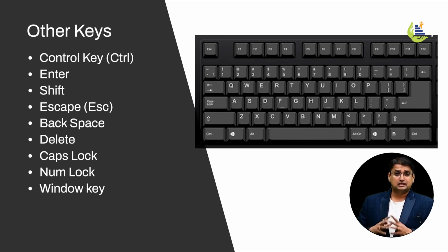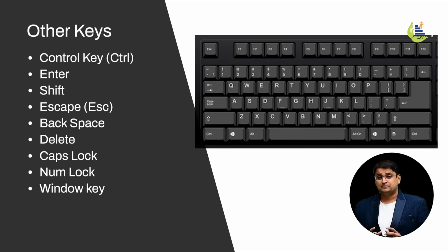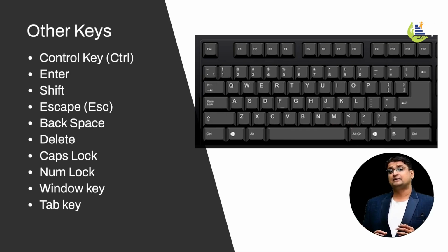Window key. It is used to open the Start button. Spacebar. It provides a space between two words. It is the longest key on the keyboard. Tab key. It is used to move the cursor over to the right to a preset point. In a Word document, tab is used to indent a paragraph.